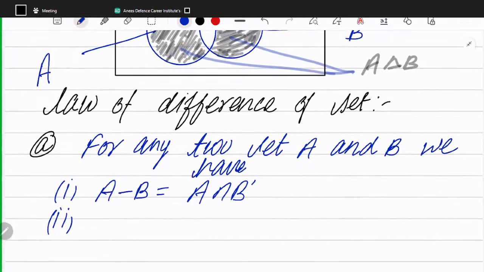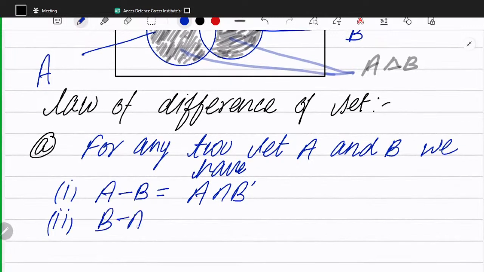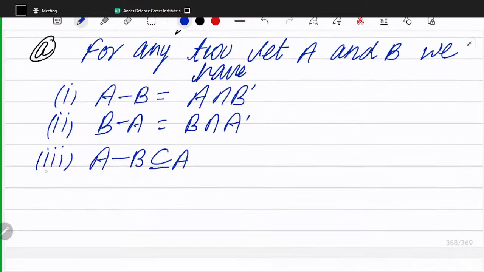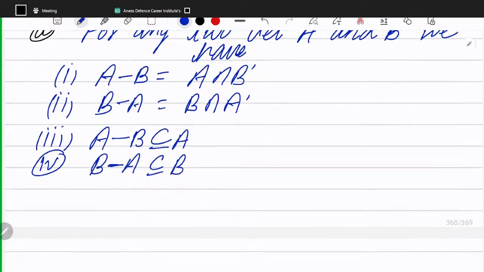The second one is B minus A means B intersection A dash. The third law is A minus B is a subset of A, and the fourth one is B minus A is a subset of B.